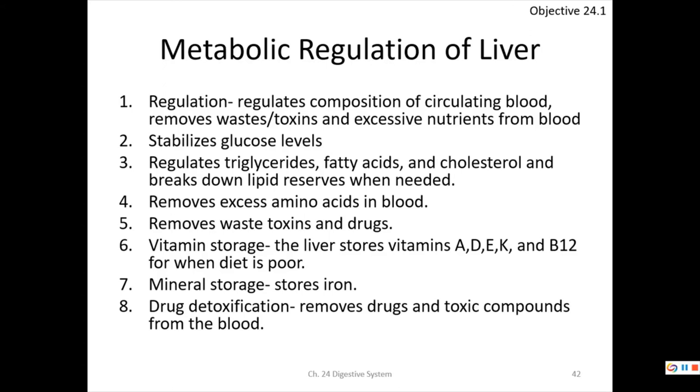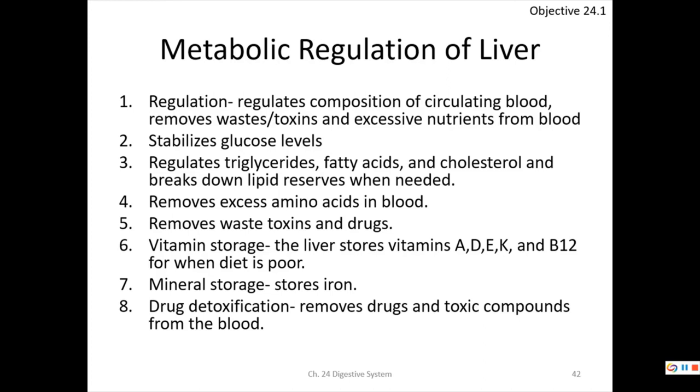Now, it also stores vitamins. The liver stores vitamins like vitamin A, vitamin D, vitamin E, vitamin K, and B12 especially helps to store it when your diet is poor, like when you're in college living on ramen noodles, for example, as a graduate student. Now, we also store iron there. We know iron is a necessary component for producing hemoglobin, and we know that transferrin is going to grab that iron up, and we can store some iron in our liver as well. And then we detox drugs. We remove drugs and other toxic compounds from the blood. So it seems like a lot of that gets repetitive to some degree, and kind of is, kind of is not. This is the way the book put it, so I like to stay a little bit closer to that.